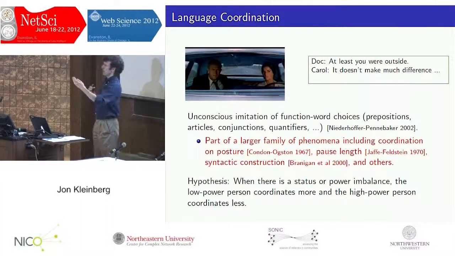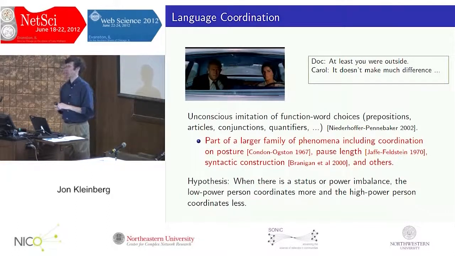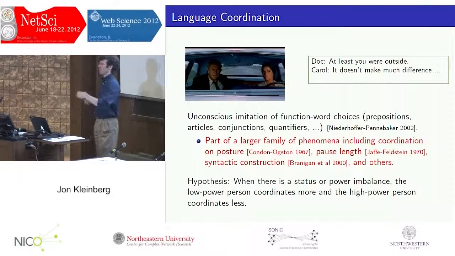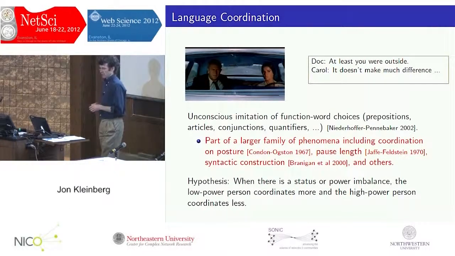You see that people are echoing these seemingly irrelevant, certainly information-wise, almost irrelevant function word choices. And this clearly is part of a broader phenomenon of coordination, right? If you cross your arms, then your conversational partner might subconsciously cross their arms. You nod, they might nod. All of these things are other dimensions on which we coordinate. But the question is, can we see it even just in word choices?